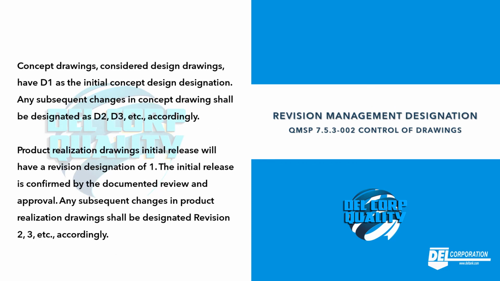Concept drawings, considered design drawings, have D1 as the initial concept design designation. Any subsequent changes in concept drawing shall be designated as D2, D3, etc., accordingly. Product realization drawings initial release will have a revision designation of 1. The initial release is confirmed by the documented review and approval. Any subsequent changes in product realization drawings shall be designated revision 2, 3, etc., accordingly.